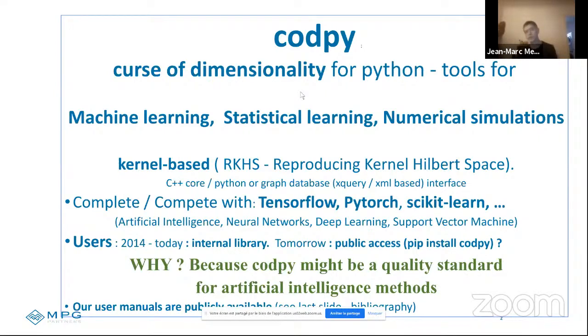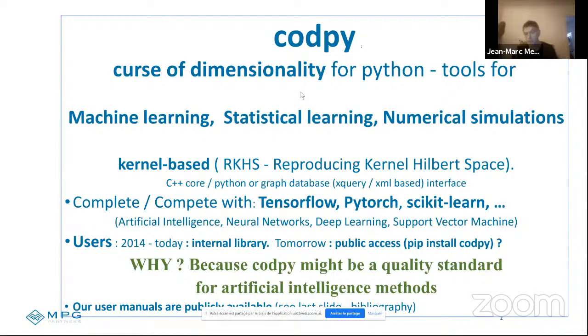Okay, so we are basically competing with artificial intelligence, neural network, deep learning, support vector machine, etc. But we never use today this platform. Why? Because this small library performs better, at least in the scope of the industrial problem that we treat today. And we have used this library for more than 5 years now. I think it's 6 or 7 years.